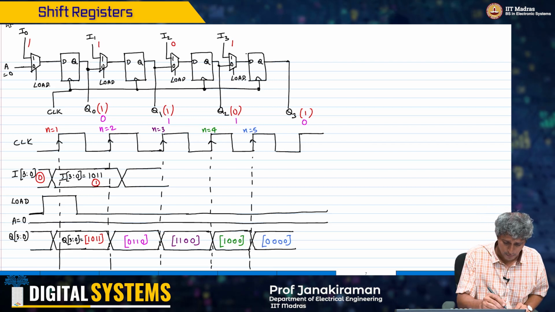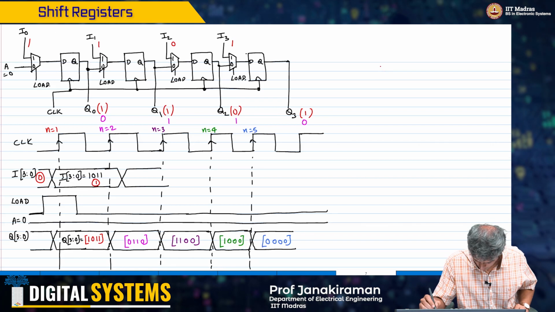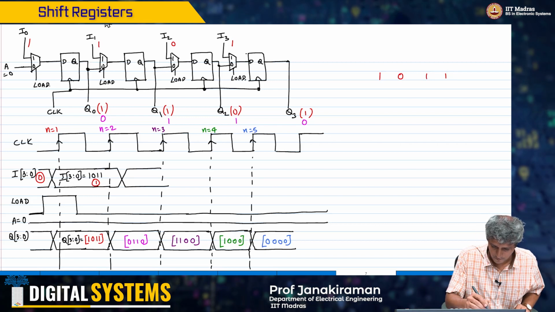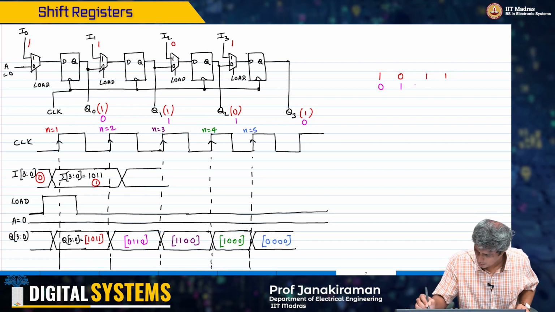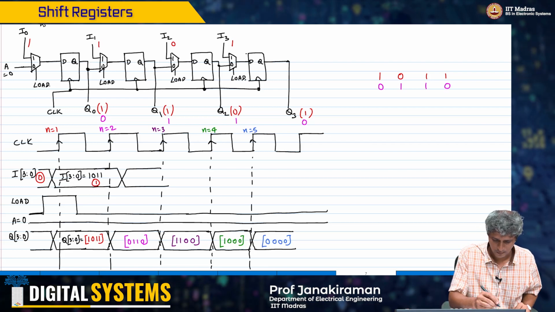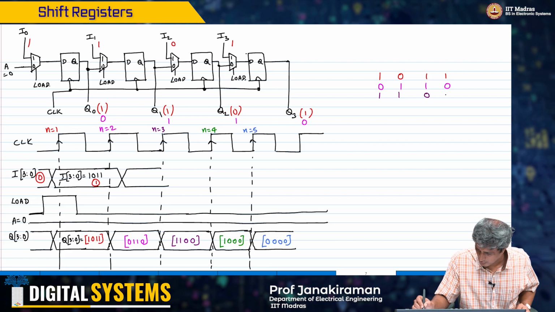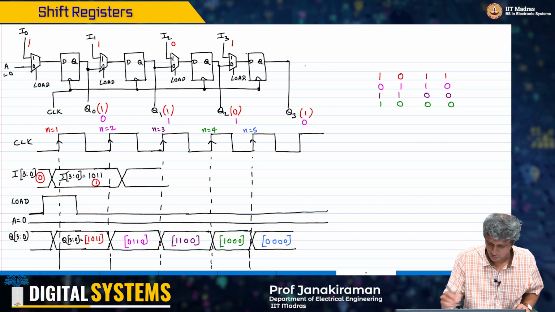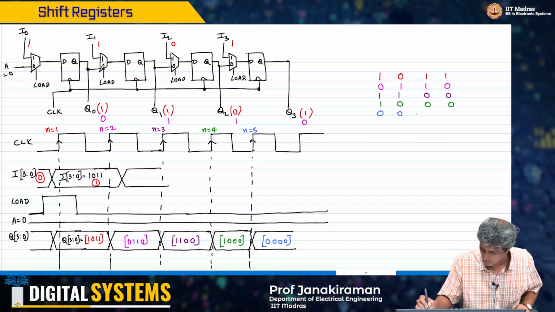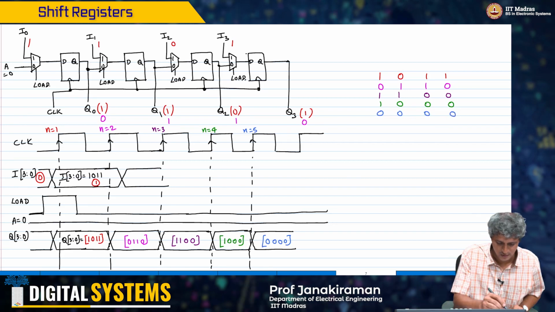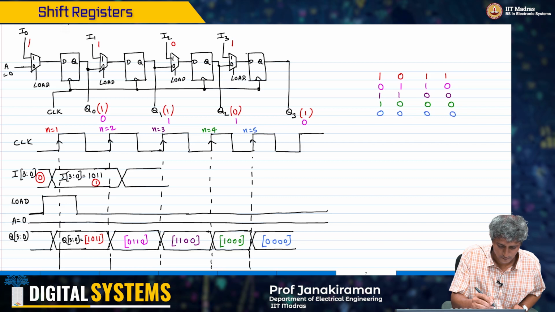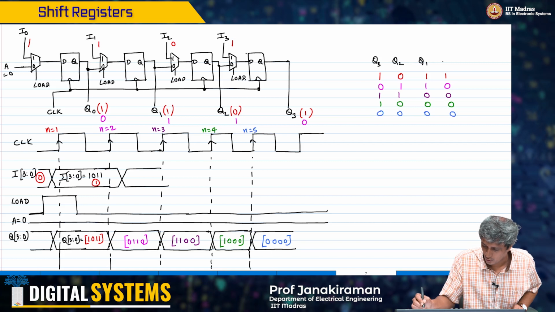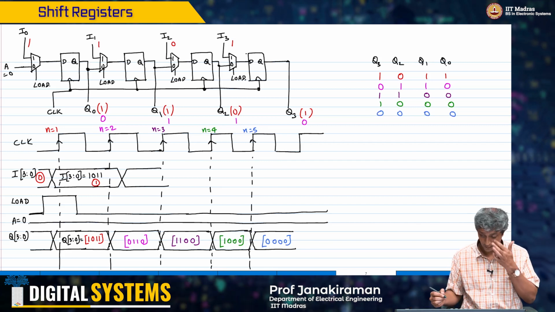It may be useful to put these numbers down here. You just see the shifting operation: 1 0 1 1, 0 1 1 0, 1 1 0 0, 1 0 0 0, and the last one is 0 0 0 0. This is my Q3, Q2, Q1, Q0.